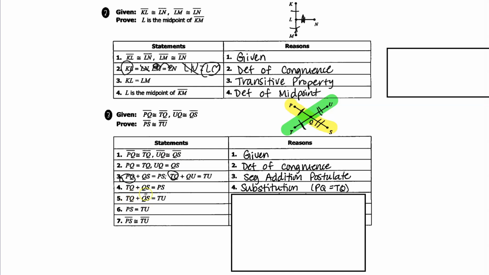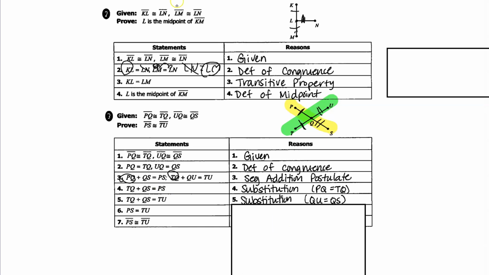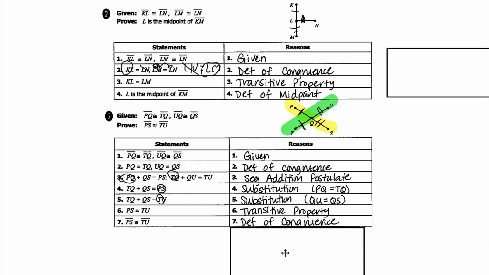And now it says that TQ plus QS equals TU. Once again, we are substituting. PS equals TU. Well, see how they both equal that? So that is the transitive property. And then you have the definition of congruence. Not the easiest one, to be honest with you. And if I were to write this out, I'm following the note guide, I might do this a little differently.